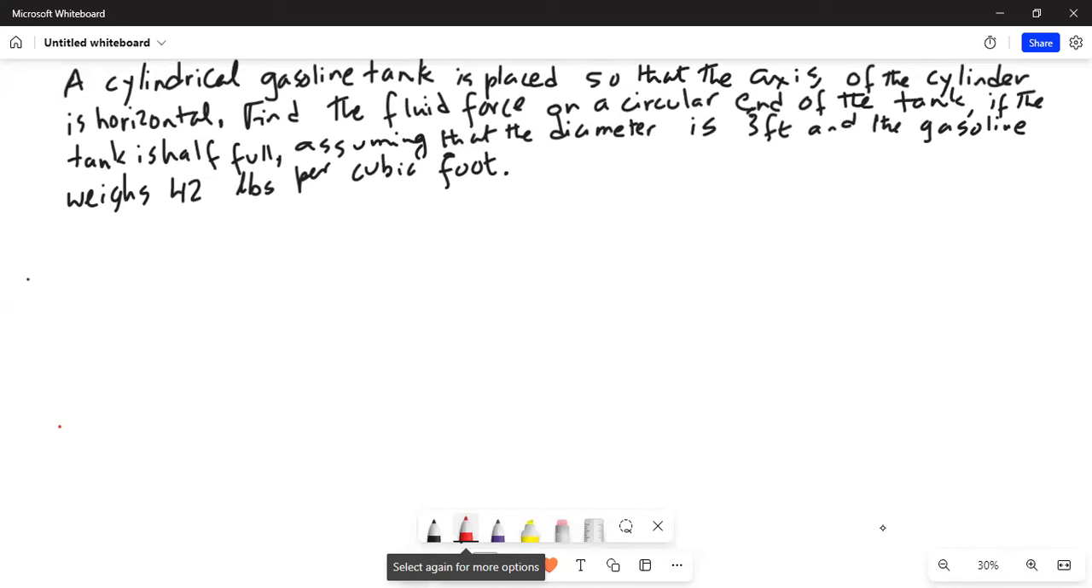It says a cylindrical gasoline tank is placed so that the axis of the cylinder is horizontal. Find the fluid force on a circular end of the tank if the tank is half full, assuming that the diameter is 3 feet and the gasoline weighs 42 pounds per cubic feet.